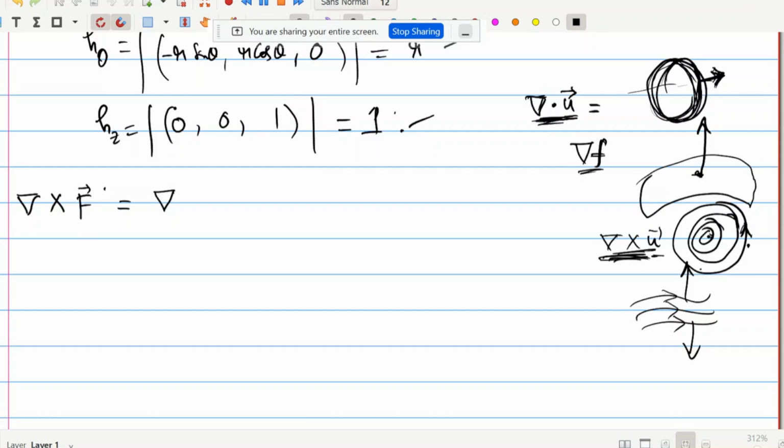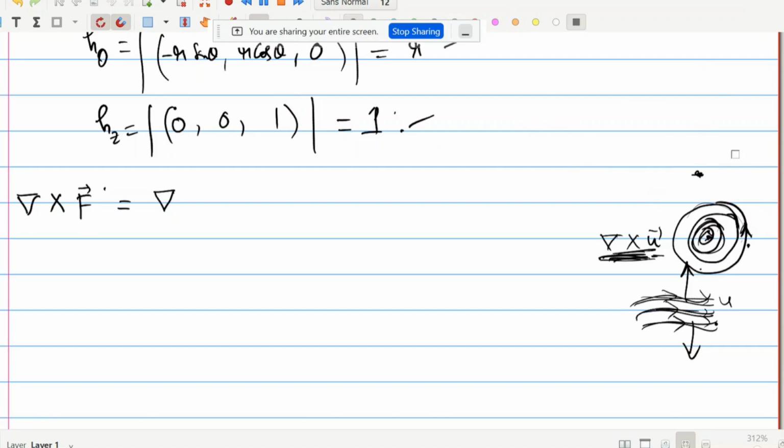For a uniform flow in the u direction, the curl may be perpendicular only. I will try to revise this again when we do the equation derivations.